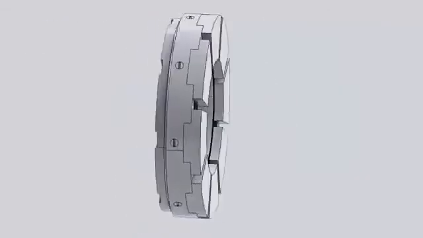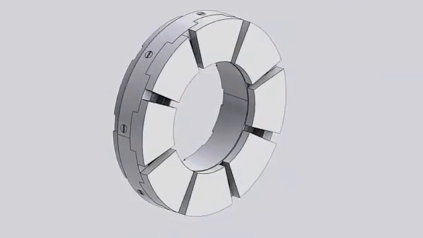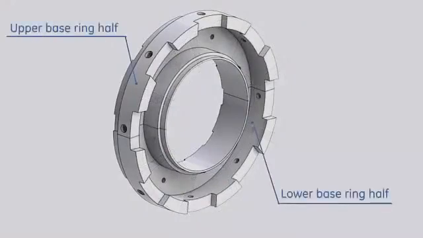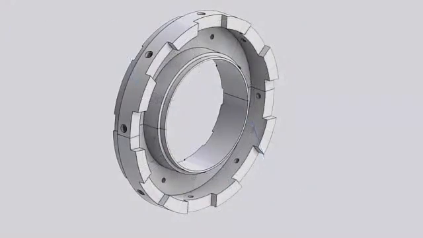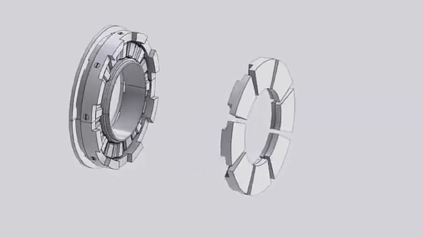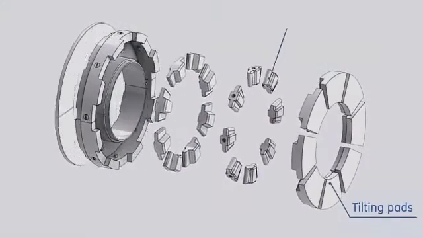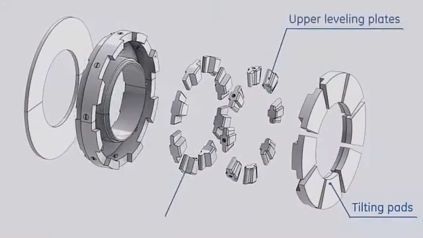The active thrust bearing is a tilting pad equalizing type bearing. An equalizing type bearing is capable of sustaining high axial loads and is tolerant of shaft and housing misalignment. The main components of this bearing are the base ring, the tilting pads, upper leveling plates, lower leveling plates, shim plate.